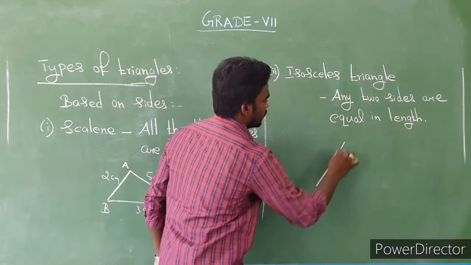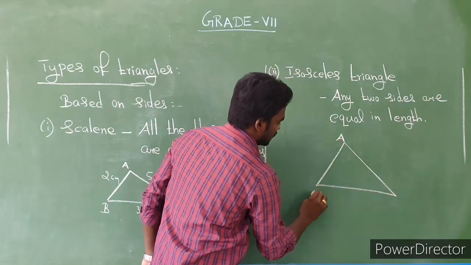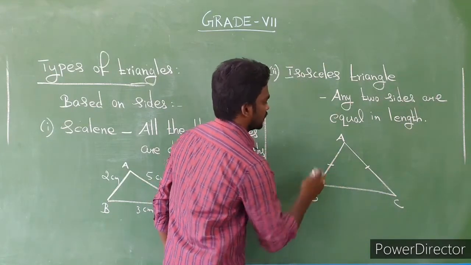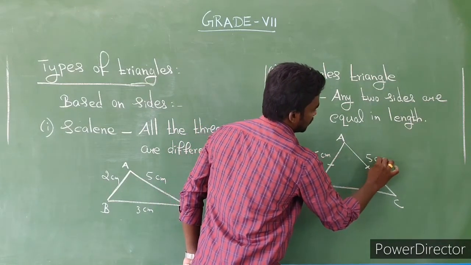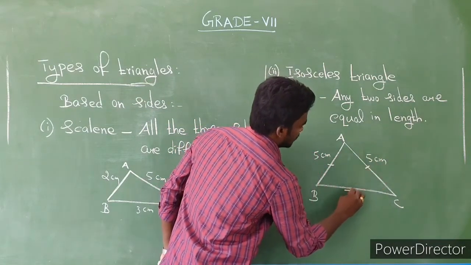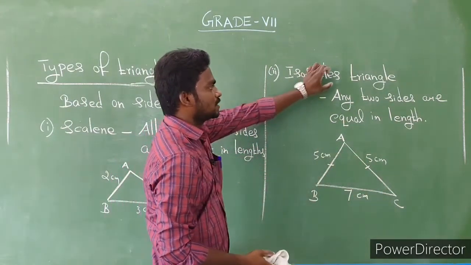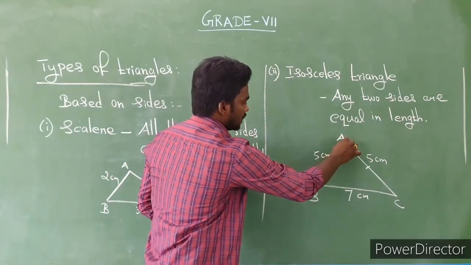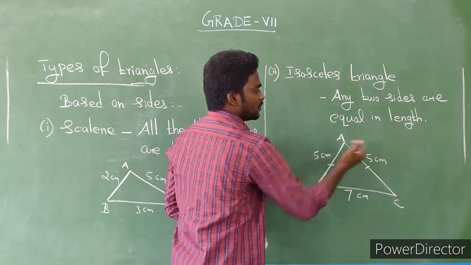So what is the example for isosceles triangle? Here ABC is a triangle. These 2 sides are equal in measure. That means 5 centimeter and 5 centimeter, and the third side is 7 centimeter. So this is an example for isosceles triangle. Here AB and AC, the 2 sides are equal in length, 5 centimeter, 5 centimeter.